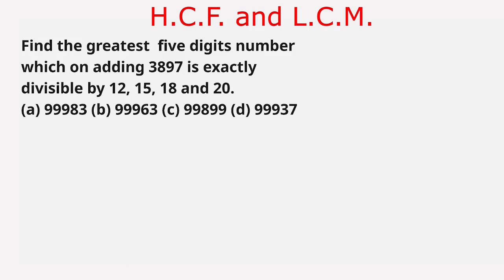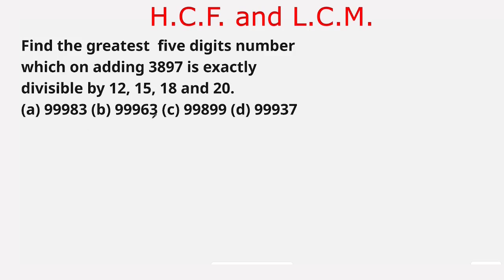We'll first solve it from the given options. As the number is divisible by 12, 15, 18 and 20 on adding 3,897, it means that the number must be ending with 0 because 20 is there. If we add 7 of 3,897 to the last digit of given numbers, then they must be ending with 0. So if we add 7 to 3 of option A, it becomes 10, so it gets 0. Option A might be our answer.